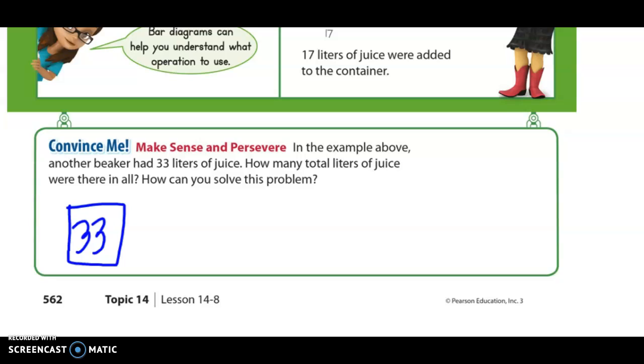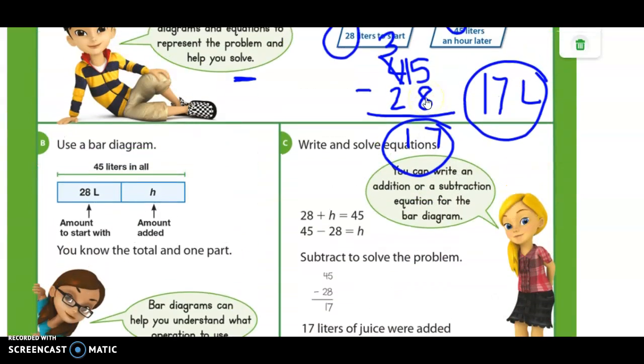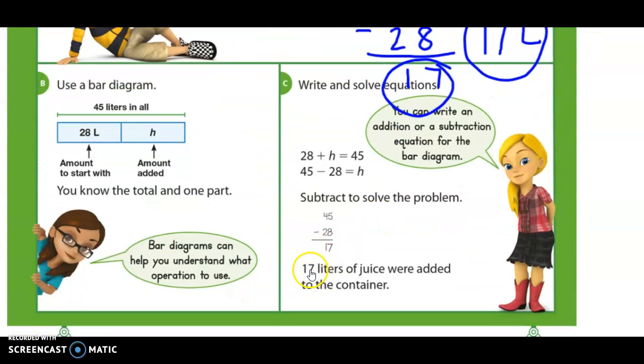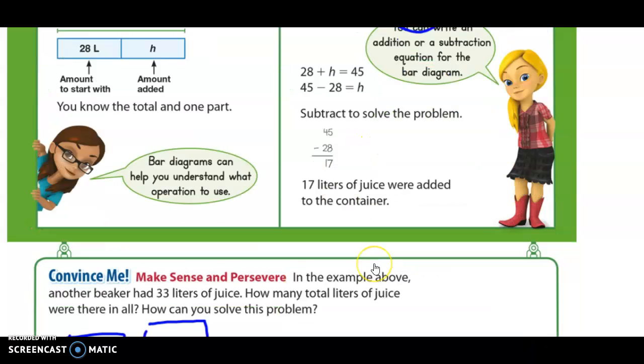How many total liters of juice were there in all? How can you solve this problem? So remember, really in the problem above, there were 45 liters of juice. There weren't 17, that's how much was added. There weren't 28, that's how much they started with. Really, there were 45, that's how much they had now.